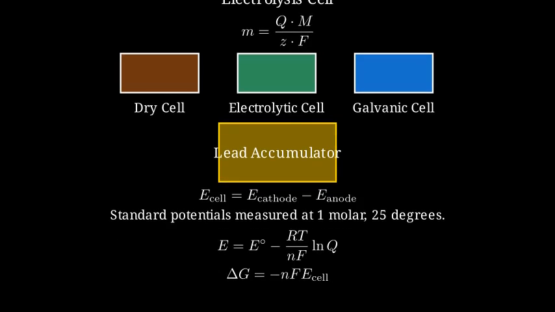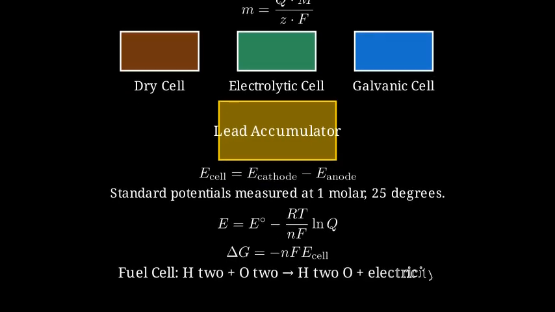We tie thermodynamics to electrochemistry with delta G equals negative nFE. This tells us that more negative free energy change means more cell voltage. Fuel cells convert fuel and oxygen directly into electricity with water as the only byproduct.